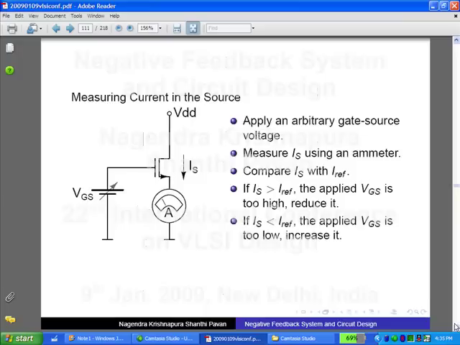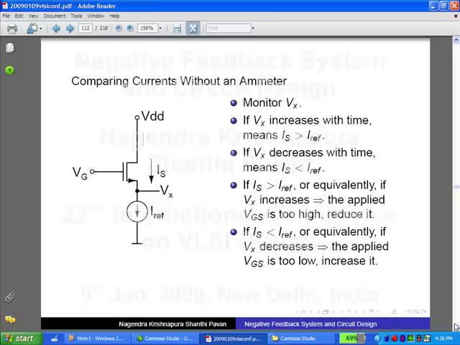The next thing is we say, hey, measurement in the drain is not the only place I can measure the current. I can also measure the source current. I stick the ammeter in the source. Okay. So the same idea, if this current is too high, it means that VGS is too large, I will reduce VGS and vice versa. Now again I need to compare currents. So what will I do?